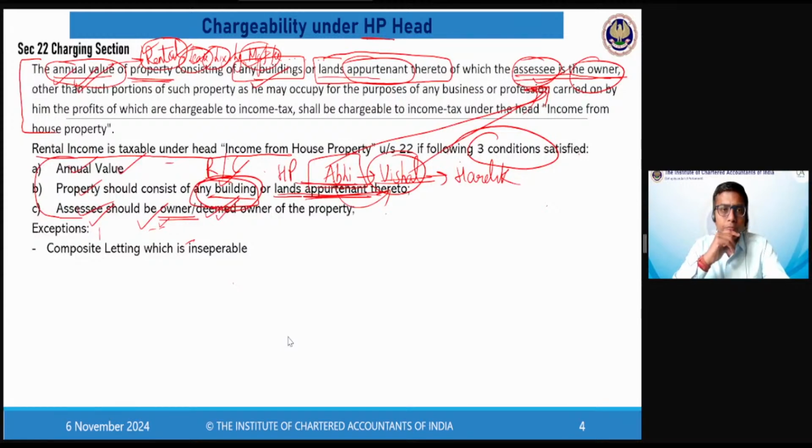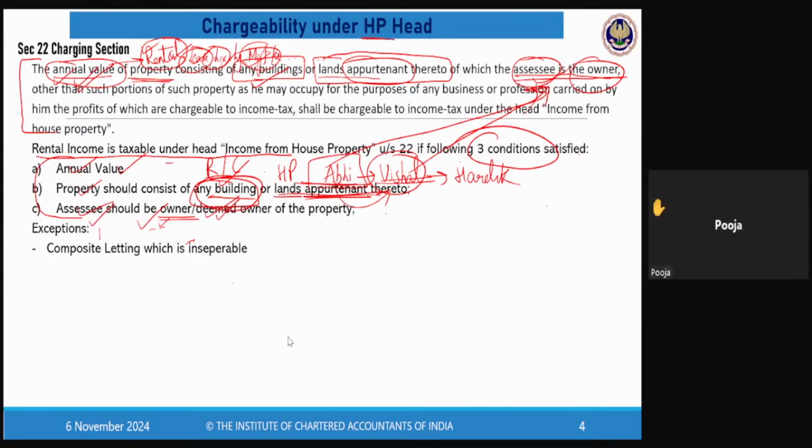Yes, Pooja. सर जैसे कि कंपोजिट रेंट के अंदर अगर सेपरेबल हो सर, मतलब हम मकान को और फर्नीचर को सेपरेट कर सकते हैं, लेकिन हम देते नहीं है उसे, मतलब सेपरेट में हम कहते नहीं कि हमें सेपरेट में देना है. तो उस कंडीशन में क्या होगा सर? एचपी में आएगा या नहीं आएगा?